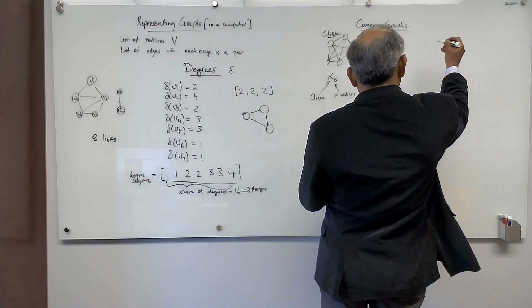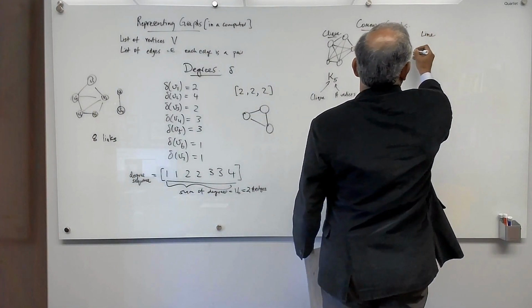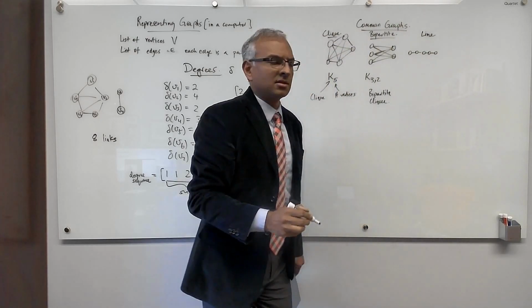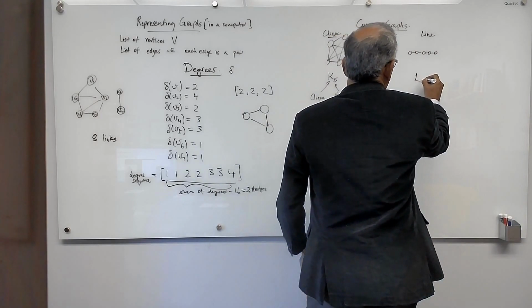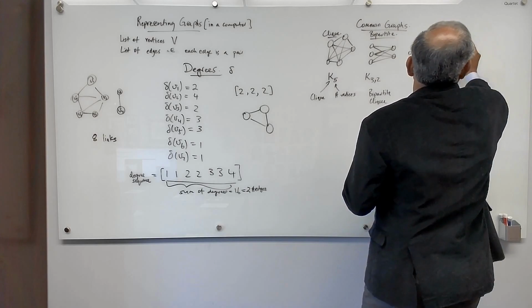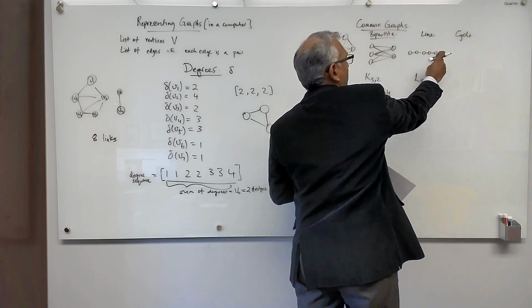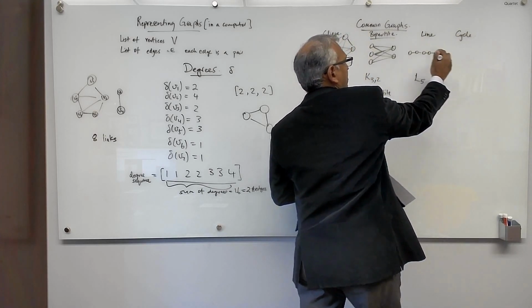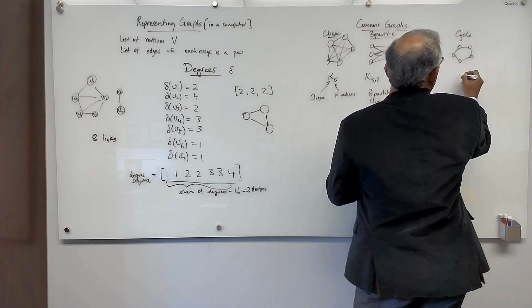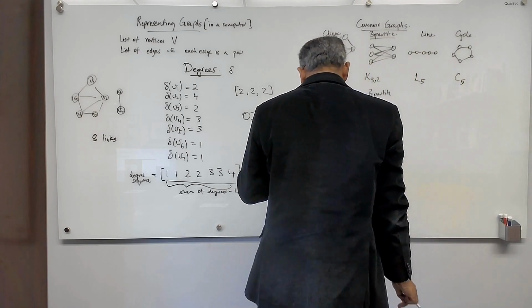Okay. The line. That's easy. You have vertices arranged in a line, and consecutive vertices are linked. So we call this the line on 5 vertices. Then the cycle. Instead of being on a line, if you add a link from the last node to the first node, you create a cycle. So this is the cycle on 5 nodes.